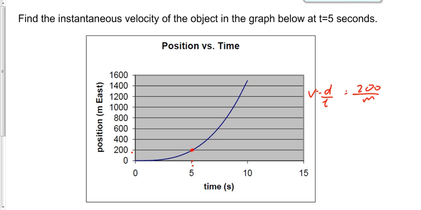So what do we do? Take a couple points? Well, what other point do we take, though? If we want to find the velocity at this point, 5 seconds, what other point do we take? 400 divided by 2? No. A good guess. We're going to draw what we call a tangent line. A tangent line at that point, 5 seconds. What do I mean by a tangent line?